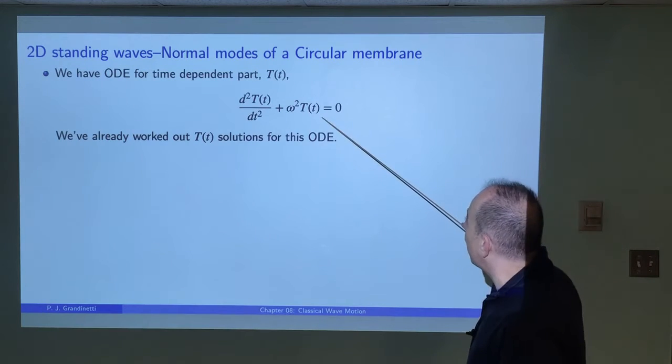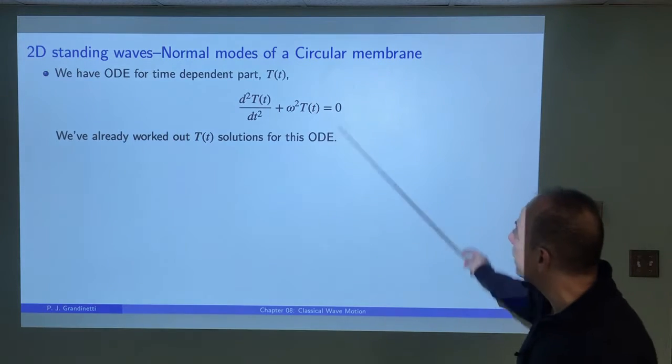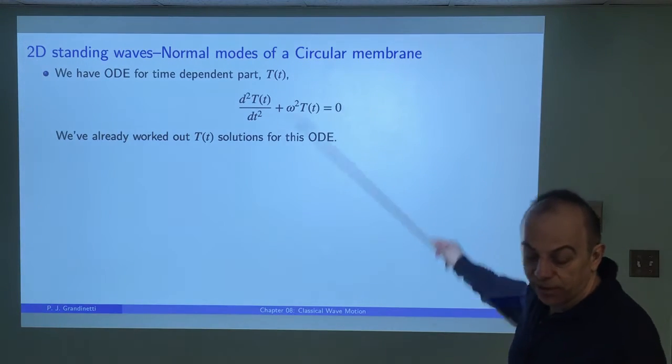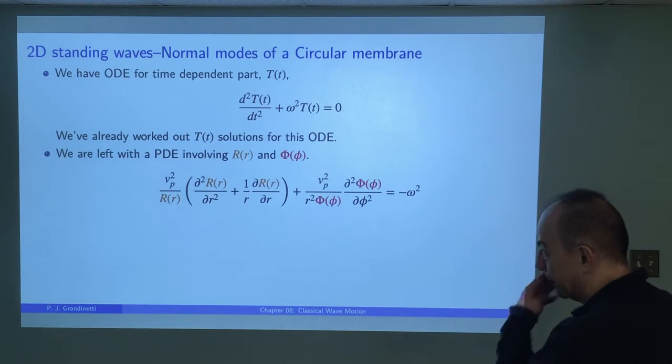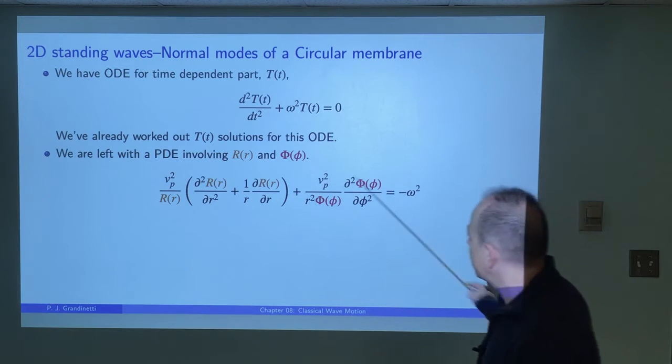So we have taken our partial differential equation and we've pulled out an ordinary differential equation for the time-dependent part. And we've already worked out solutions for this, so we don't need to bother with that anymore. We know what happens here in that solution. So now let's focus on the spatial part. So this is what's left over.